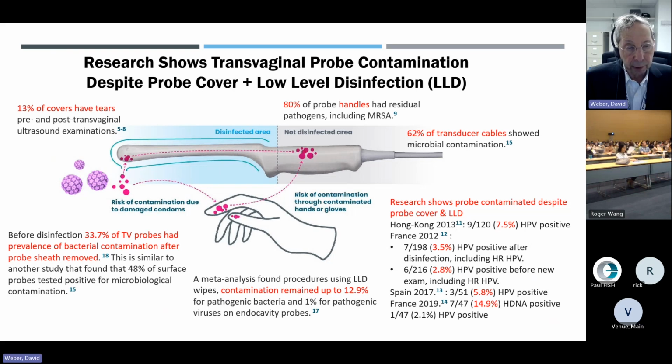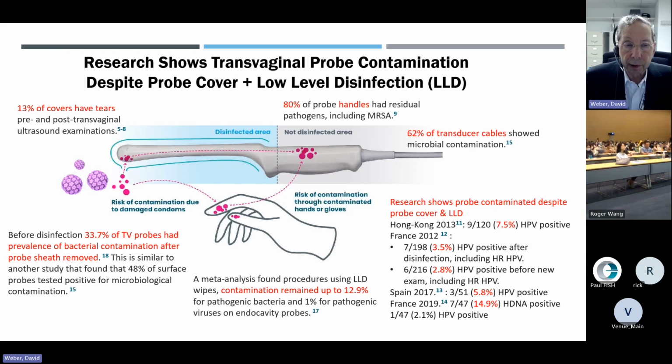A meta-analysis found that in procedures using low-level disinfection wipes, contamination remained up to 13% for pathogenic bacteria and 1% for pathogenic viruses, either because the whole surface was not adequately wiped and it's difficult to know what you've wiped and make sure you've wiped every single surface, or because the bacteria or the viruses were inadequately inactivated by a low-level disinfectant.